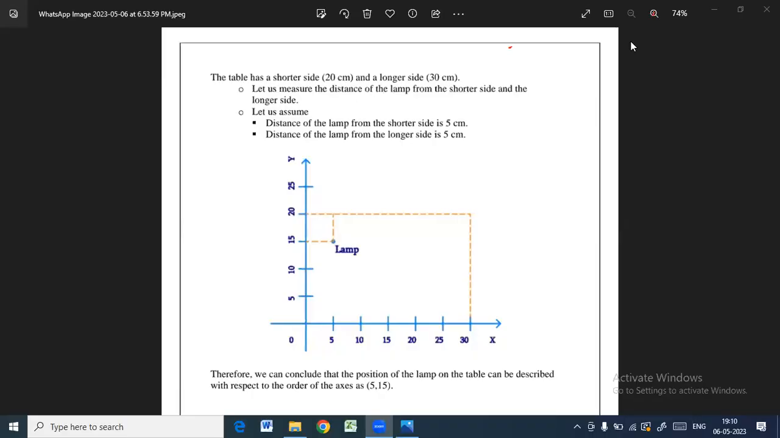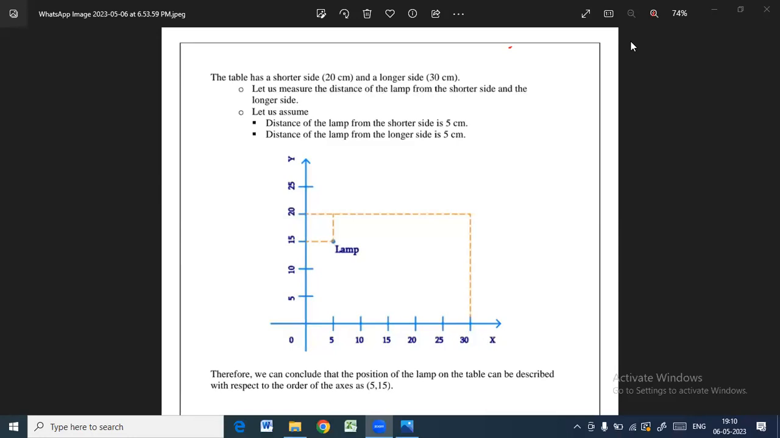The table has a shorter side of 20 centimeter and a longer side of 30 centimeter. Okay na? This is the table ma. The shorter side is called length. The longer side is called breadth. So the longer side is taken as the x-axis and the shorter side is taken as the y-axis.